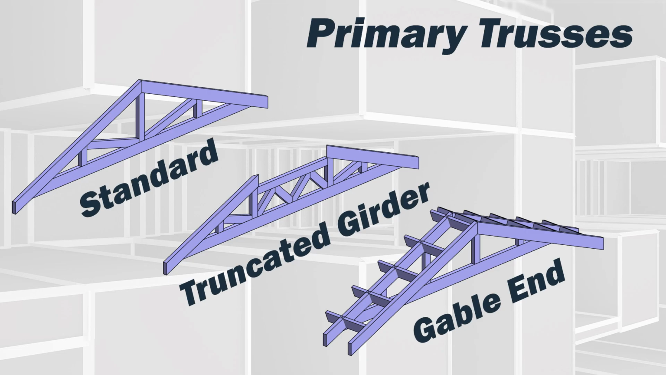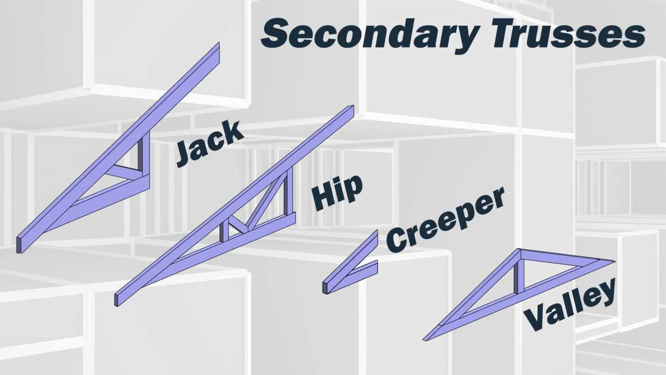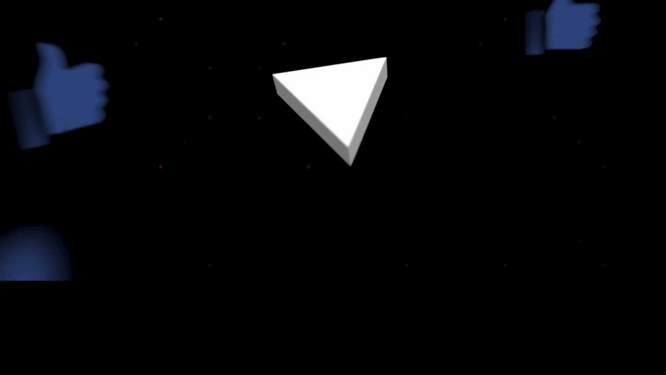In the previous videos, I showed you how the main trusses work: the standard truss, the girder truss, and the gable end truss. In the following videos, I'll explain how to use each of the secondary trusses, along with all of their properties.